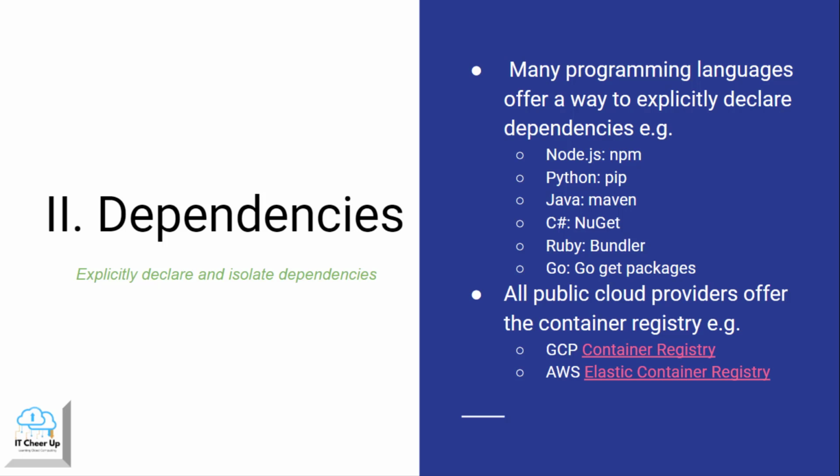All public cloud providers offer the container registry, such as GCP's Container Registry and AWS Elastic Container Registry, to store, manage, and deploy Docker container images. You can integrate the container registry with the existing CI/CD to simplify your development to production workflow.